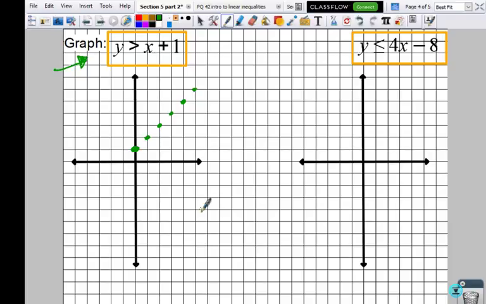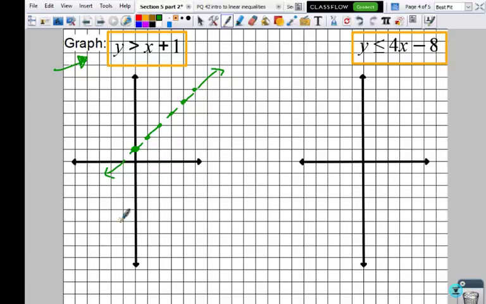Alright. Then we gotta make our line. Willem, what kind of line are we gonna make? Dashes, because it's just greater than. I'm gonna go dash, dash, dash, dash, dash, dash. Yeah, good enough.